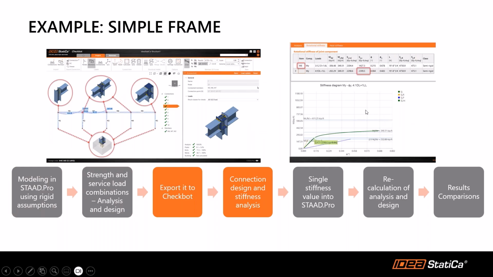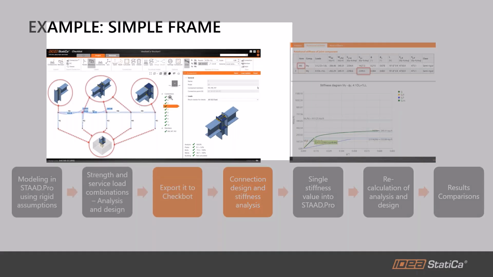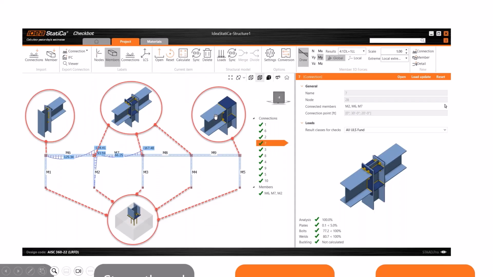Remember that we can export the whole structure to Checkbot, and then let me zoom in here. In Checkbot, this is just a screenshot, you can see that I have all the members here, and I model all the connections, like the beam to column and the base plates. So you can see the connections here listed, and all were okay.